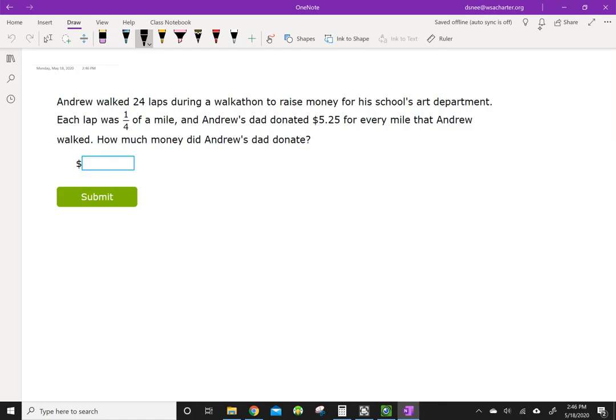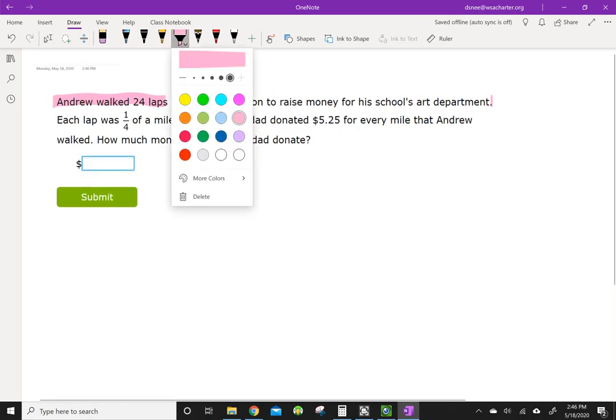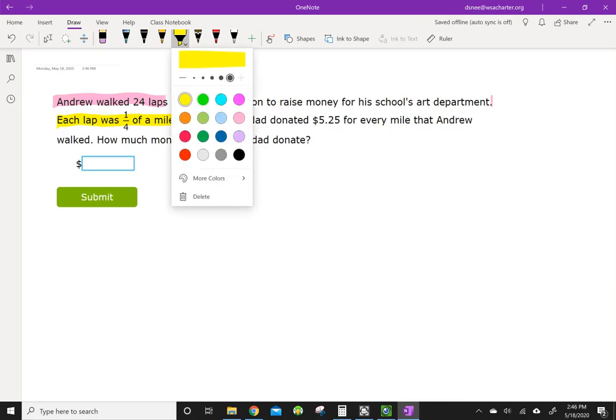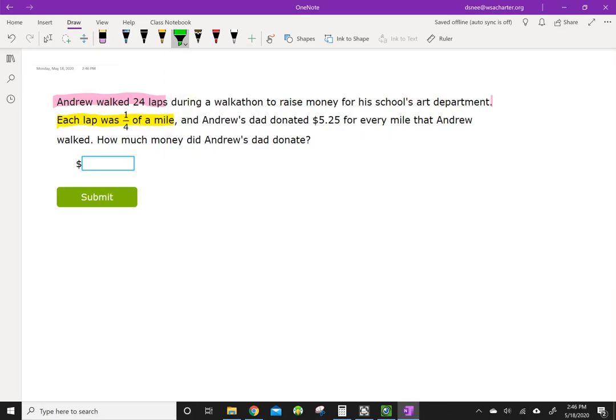Andrew walked 24 laps during a walkathon to raise money for his school art department. Seems like it could be important. 24 laps. I can go all the way back to here. And then let's see. Let's get another color. Each lap was 1/4 of a mile. Andrew's dad donated $5.25 for every mile that Andrew walked.